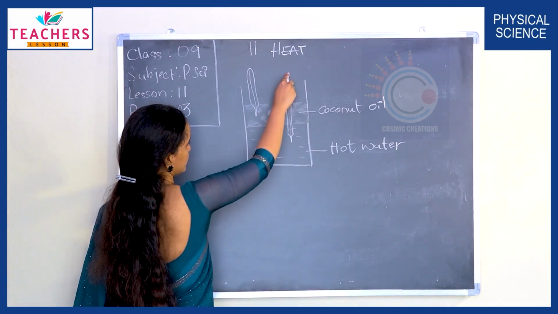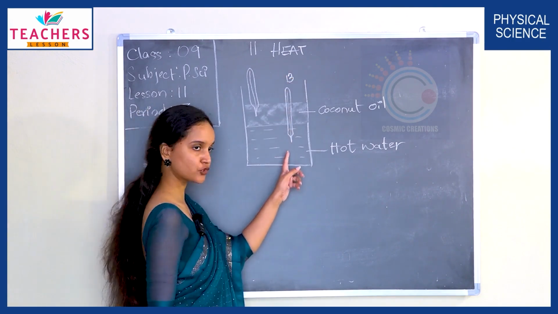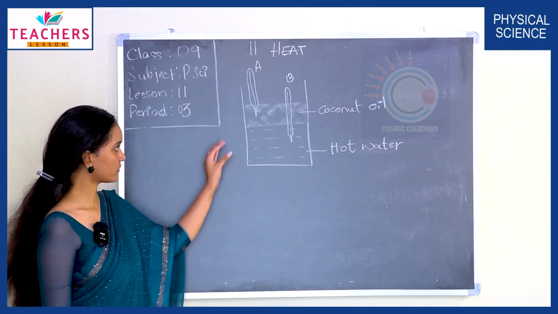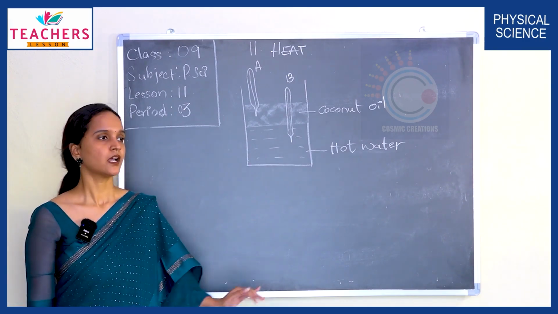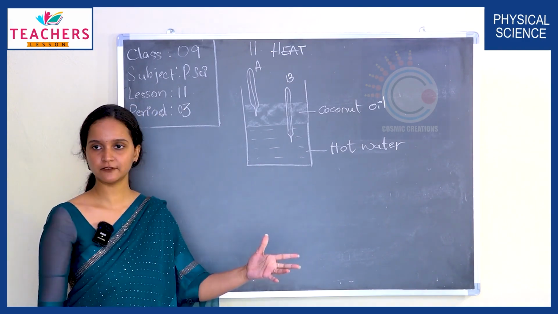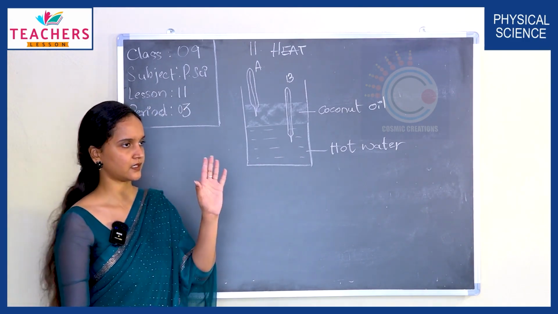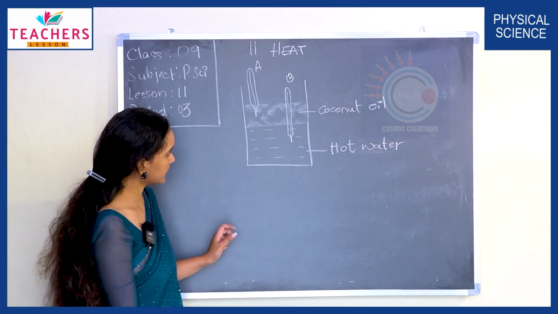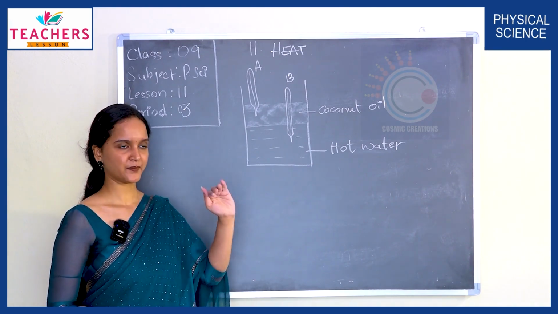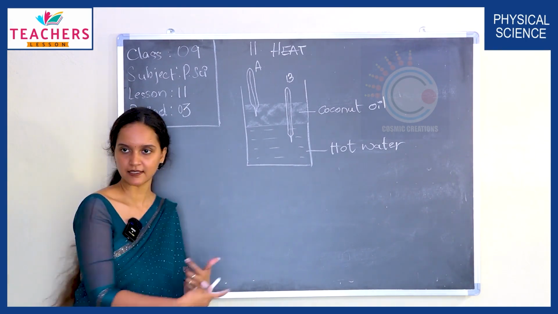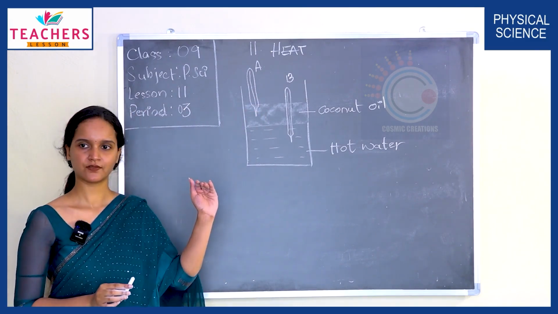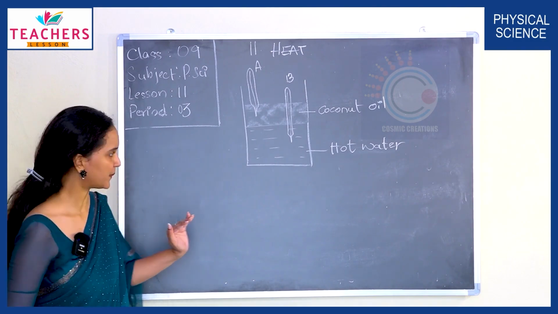So what happens, this thermometer B, it will measure the temperature of the hot water, and this thermometer A will measure the temperature of just the oil. Okay, so now as we do this, what do we observe? What did we observe over a certain period of time? The reading in this thermometer will start falling. At the same time, simultaneously, the reading in this thermometer will start rising. Right? What is happening here?